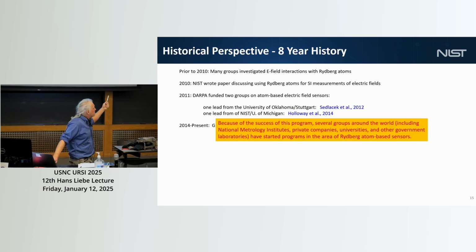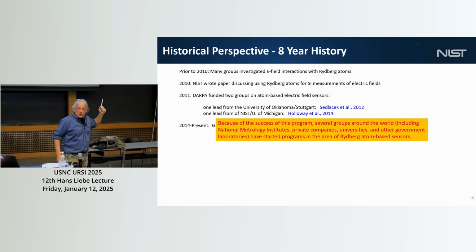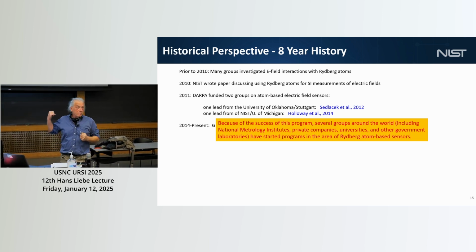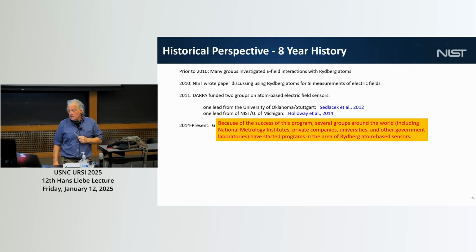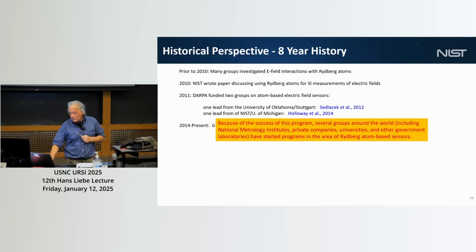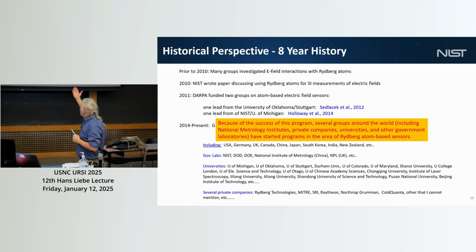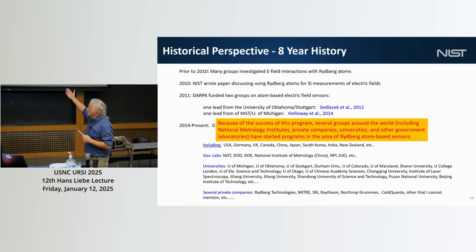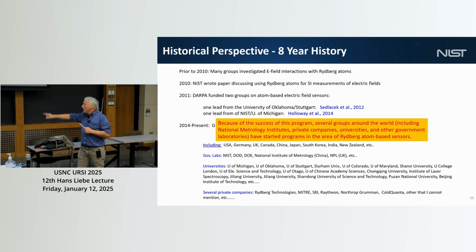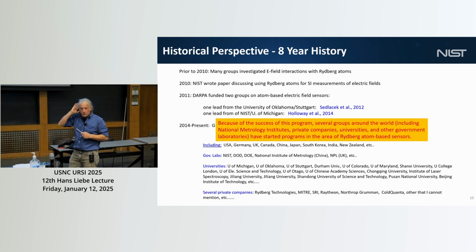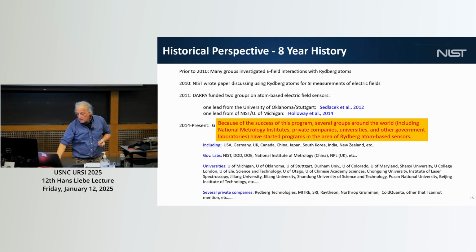Now, because of all this progress and success, there are numerous groups around the world trying to make these sensors. There are government agencies, universities, private companies, and so forth. I just have a few listed here of who's working on this. This slide is probably about 5 years old. I can give you about 15 different companies here in the US that are doing this. So there's a lot of interest in this.